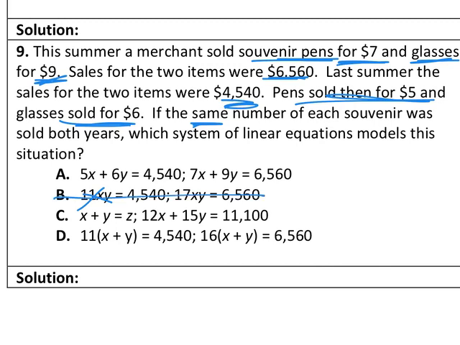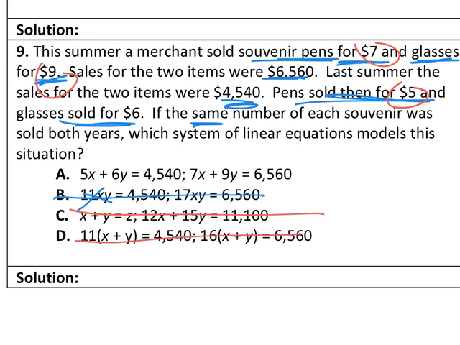Alright, taking a look at C. I've got x plus y equals z. I've got 12. I've got a 15. I don't even see any of my right numbers that I've circled up here. I've got a 5, a 7, a 9. I don't have any of that in there, so I don't think that's a good answer either. And then I've got this 11 distributed onto an x, y.